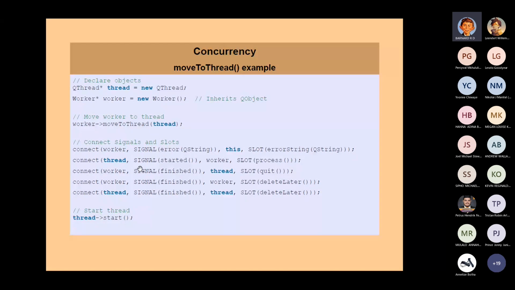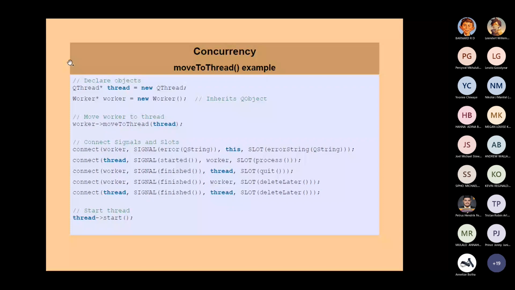The thread's started signal connected to a slot in the worker that actually begins the execution of the worker. The worker's finished signal to the thread's quit slot, and then both the worker and thread's finished signal to the worker and thread deleteLater slots. And then you start the thread. You call the start method, and that will emit the started signal, which will then basically start the processing within the worker.